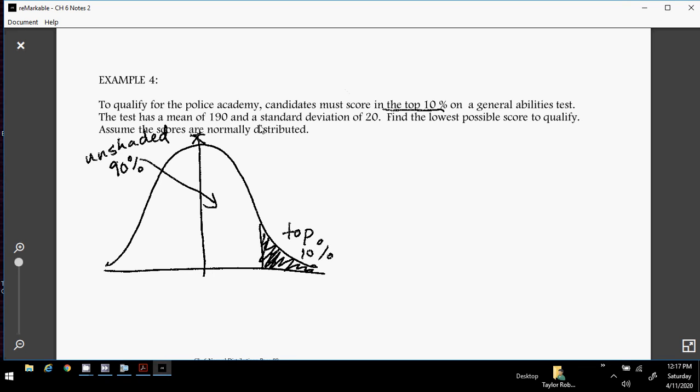It says the test has a mean of 190. Okay, so 190 goes in the middle. That's our mean. The standard deviation is 20, so I'm going to write that down. Find the lowest possible score. So we're going to try and find this x. How are we going to do that?